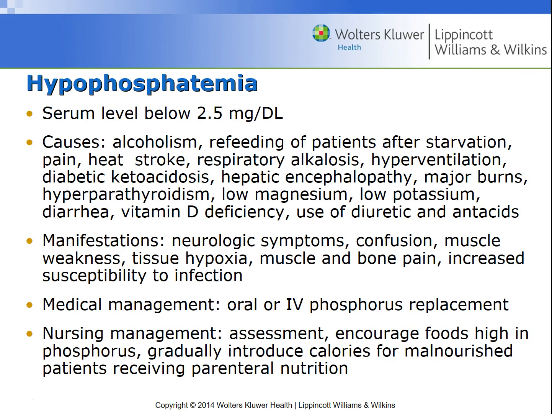All right, so I think the last one is this one. Hypophosphatemia. So your phosphorus level is less than 2.5. This could also be caused by alcoholism, refeeding of patients after starvation, pain, heat stroke, respiratory alkalosis, hyperventilation, diabetic ketoacidosis, hepatic encephalopathy, major burns, hyperparathyroidism, low magnesium, low potassium, diarrhea, vitamin D deficiency, and the use of diuretics and antacids.